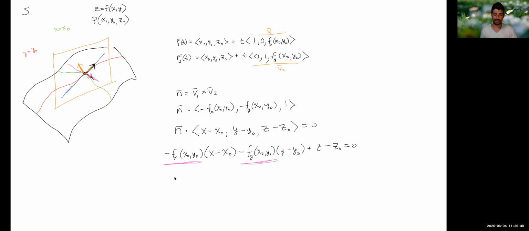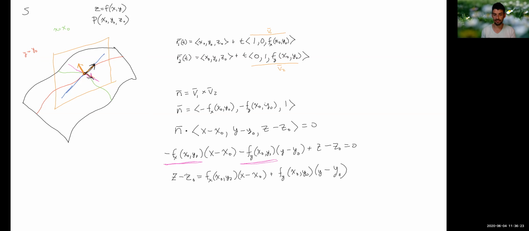So last step, just rearranging this with algebra, I'm going to add the x and y parts to the other side, and we get this plane: z minus z naught equals the partial with respect to x at the point, times x minus x naught, plus the partial with respect to y at the point, times y minus y naught. And there is an equation for the tangent plane to the function at the point P, right?